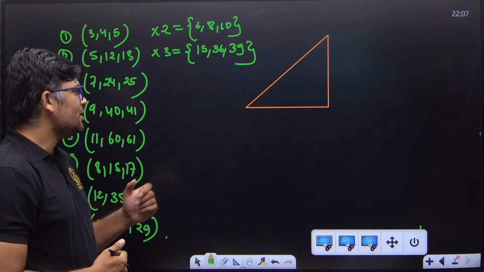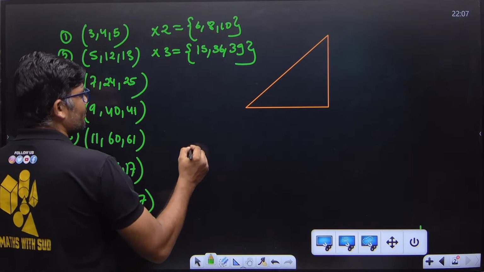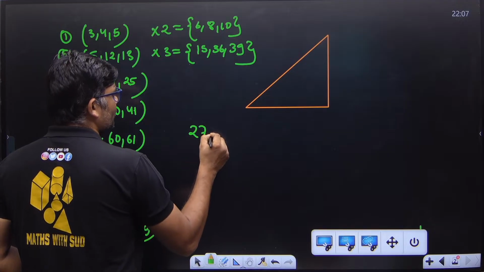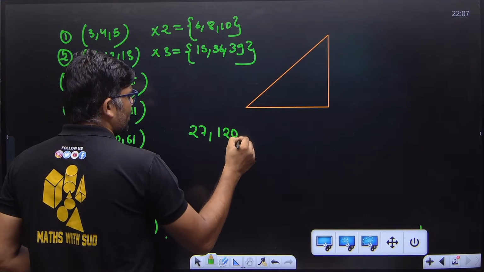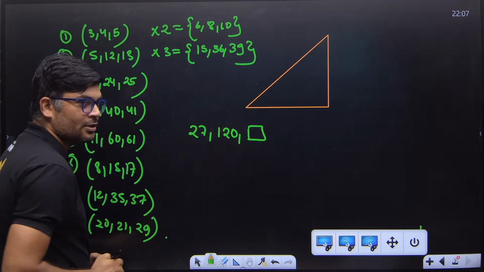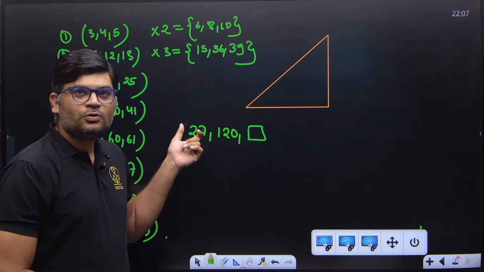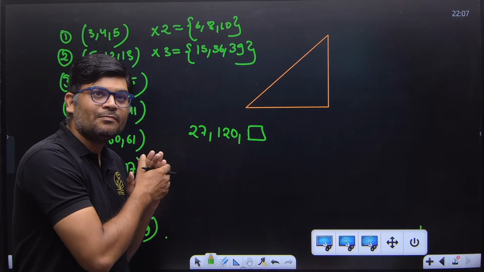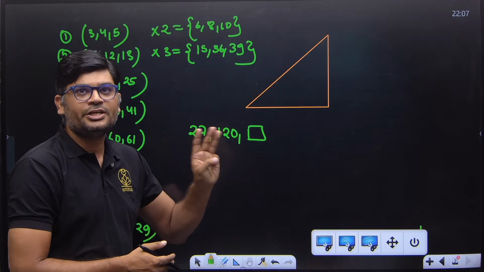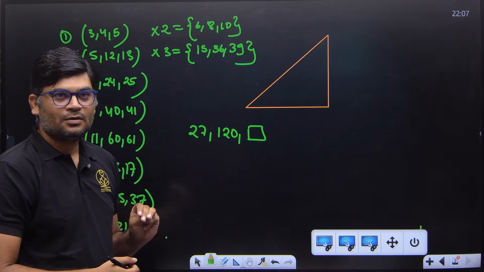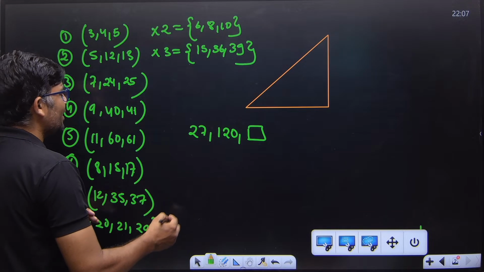Because if I say that one of the sides is 27, one of the sides is 120, can you tell me what the third side is? So one way is to square 120 and square 27, add them, then find the square root, taking 3 steps. 41. Now you know that this is 9.